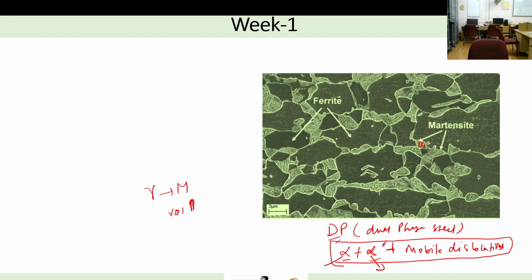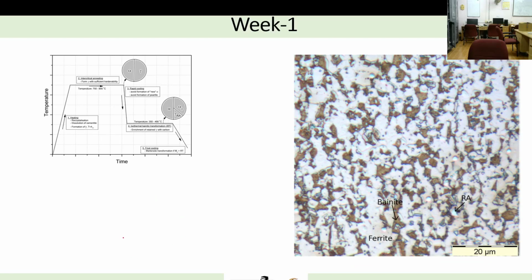Coming to the other, which is nothing but TRIP steel. What is the full form of TRIP? Transformation induced plasticity. Okay. Here you can see the microstructure of TRIP steel. As you can see clearly, the microstructure consists of ferrite, bainite, and retained austenite. Bainite will give you strength, ferrite will give you ductility, and the retained austenite.